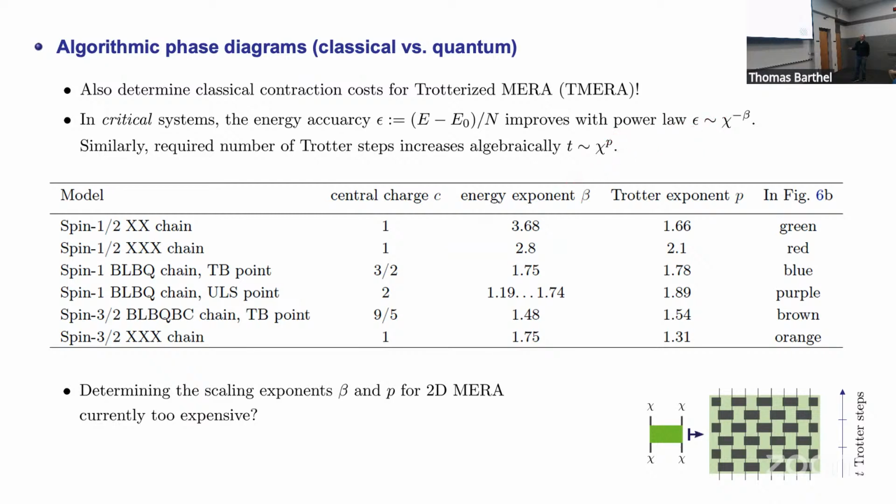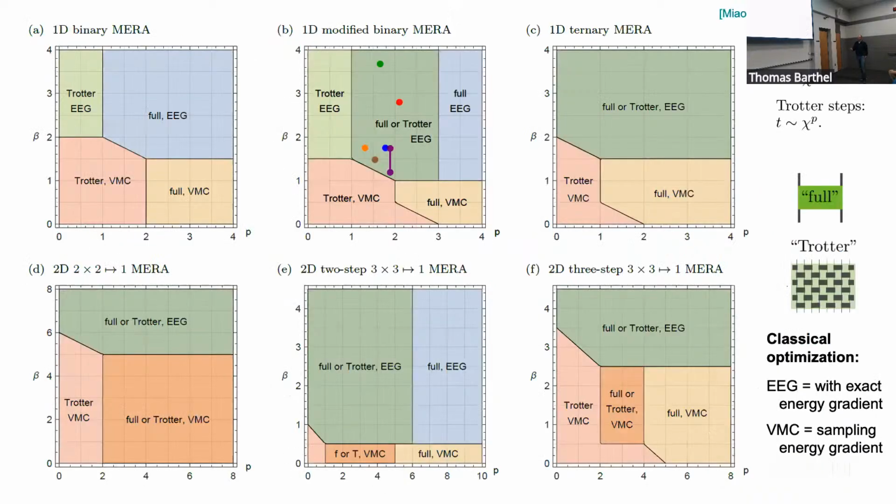And then you can draw sort of algorithmic phase diagrams. So as a function of the scaling exponent for the optimal number of Trotter steps and the scaling exponent of the energy accuracy, you can now say, okay, which classical algorithm is the best, and where does your actual model sit, right? So we've considered different classical algorithms in these plots here. So the traditional one is this here.